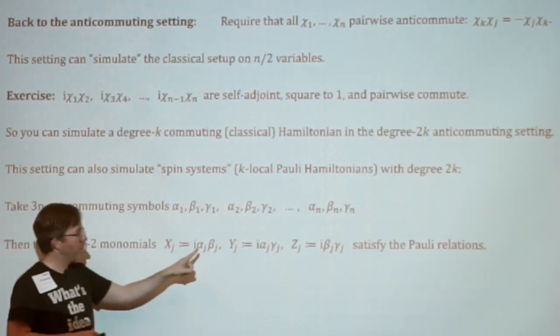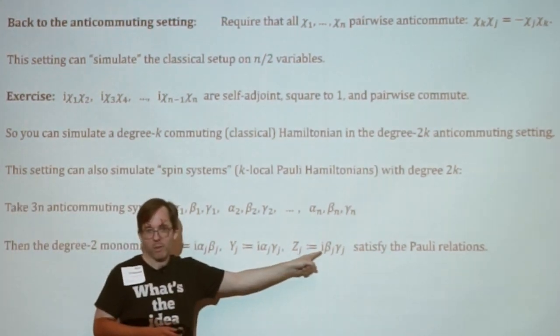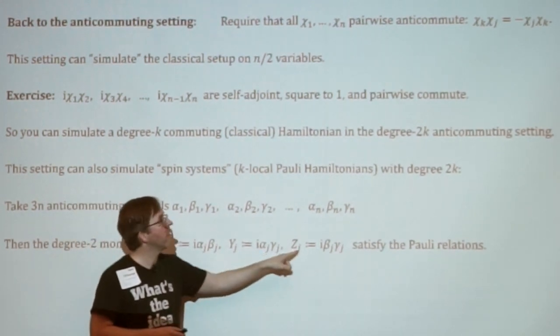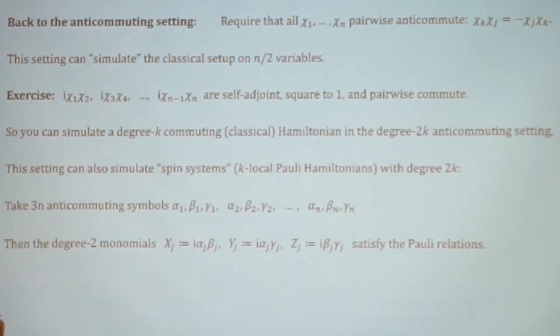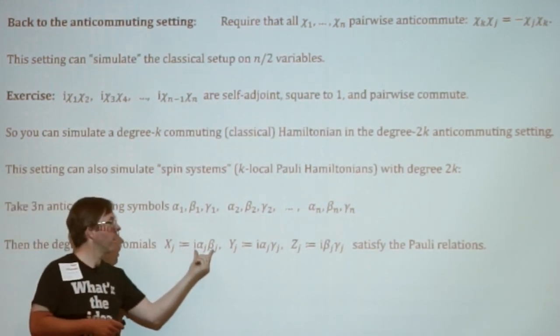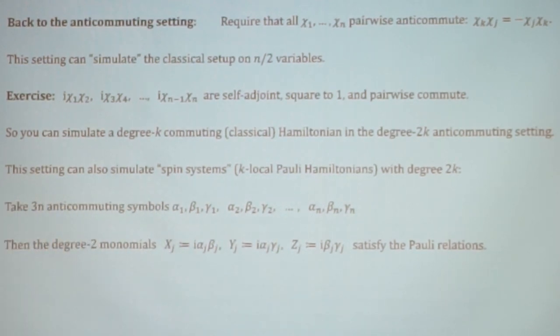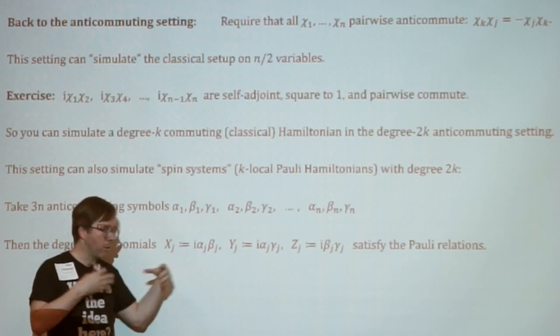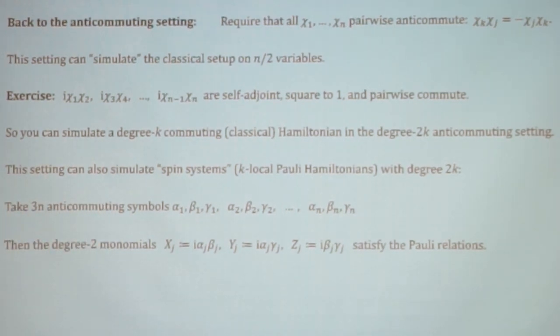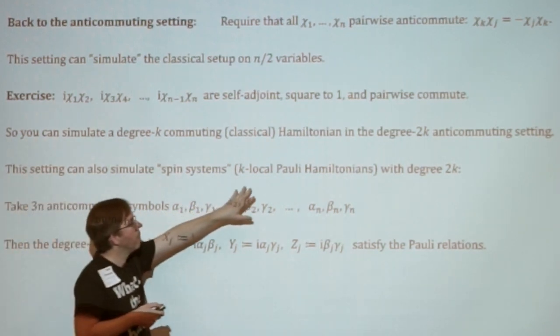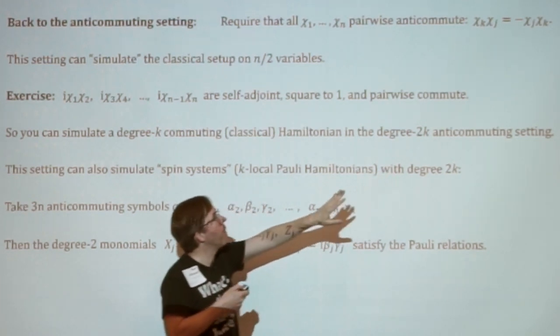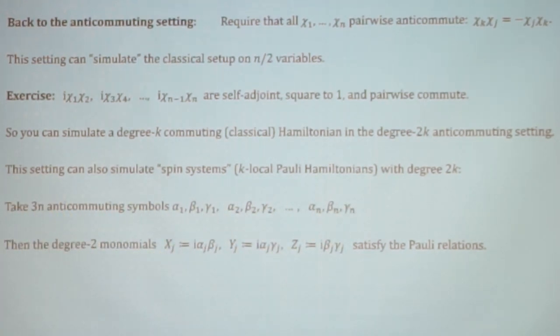What are the Pauli relations? This one times this one is the negative of this one, for example. It's a one second exercise using the fact that everything anti-commutes. And moreover, alpha 1, beta 1 commutes with alpha 10, beta 10. The different groups pairwise commute. And so again, if you're in this vibe where the only thing that really matters is the algebraic relations between these symbols, and you forget about matrices and everything, then you see that you can simulate k-local Pauli Hamiltonians as a special case of optimization in this fully anti-commuting world, if you're willing to increase the degree by a factor of 2.